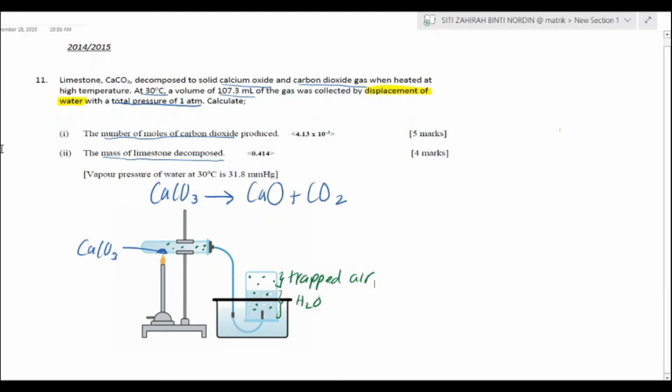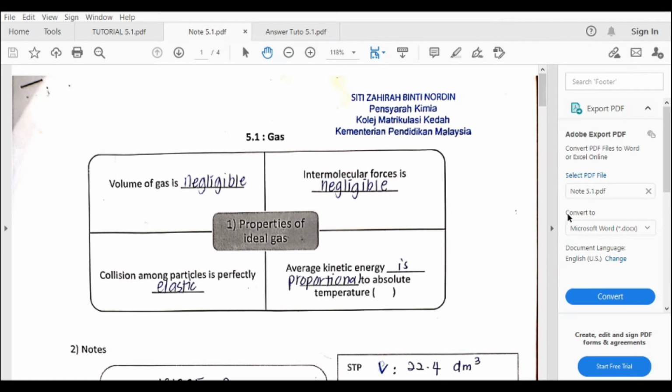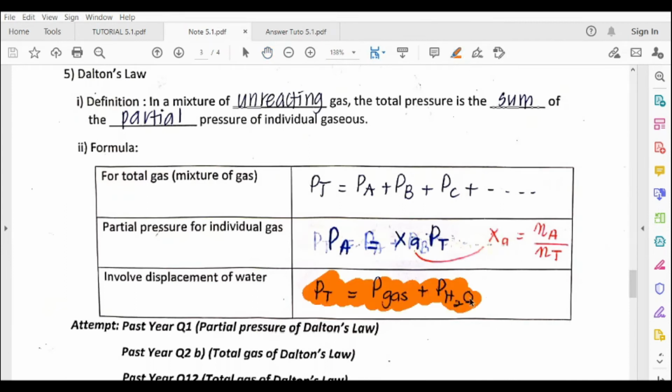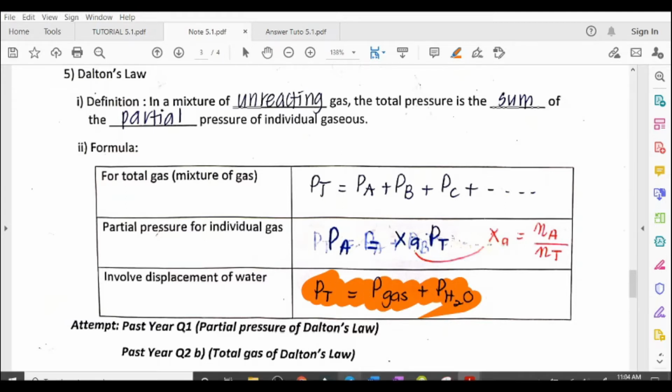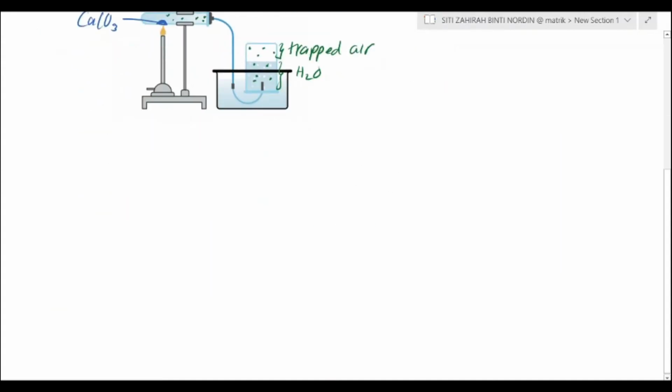Alright, so first to find the number of moles of carbon dioxide. Okay, please note that we are talking about the displacement of water. So basically, we're just going to be using this equation only. Does it have mole in the formula? No, right? So the only way that you can calculate the mole is by using the ideal gas equation. Remember when I said that all gases involved in Dalton's law equation are ideal gas. So we can be using PV equal to nRT.